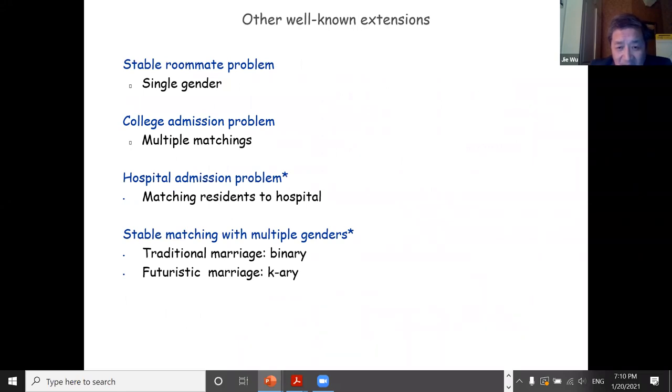So imagine you have multiple genders. What do I mean by multiple genders? Right now we have only two genders, male and female. What happens in the future if you have multiple genders? How do you come up with this traditional marriage? But it's still binary. Also, you can imagine a futuristic marriage where a family has not just two partners, but K partners. So are there any stable marriages? Well, let's first define what multiple gender means.